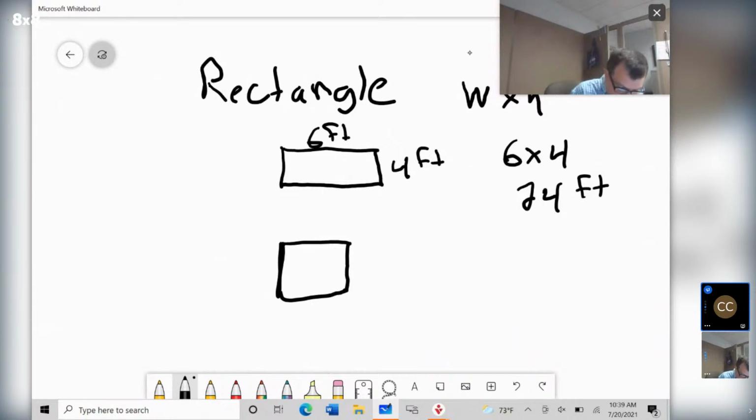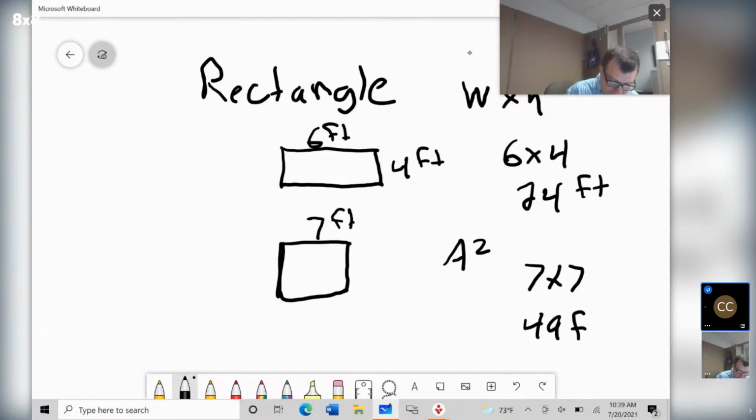Square is just one side squared, so it's a squared. So if this is 7 feet, we're just going to do 7 feet times 7 feet. And that's going to be 49 feet. So it's just one side squared, because all 4 of the sides are the same. Okay? So rectangle, square, pretty straightforward.